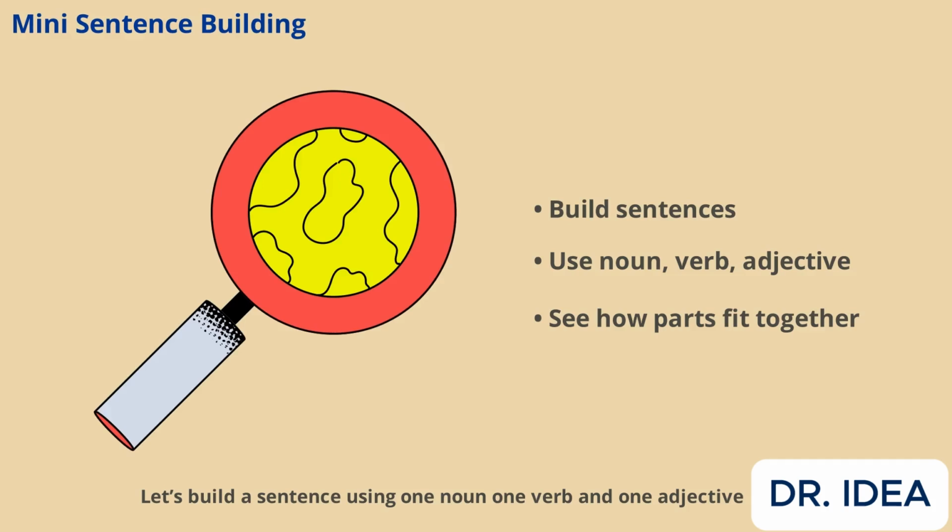Let's build a sentence using one noun, one verb, and one adjective. For example, the tired boy slept. Here, boy is a noun, tired is an adjective, and slept is a verb. This exercise helps you see how the parts of speech fit together to make complete sentences.